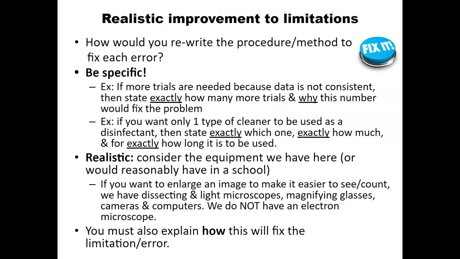And again, you also have to explain how this will fix the limitation or error. In the eval section, just like in the conclusion section, the key is going to be the why. Why is this an error? Why does this fix the error? You must explain. And that is actually it for the evaluation notes.